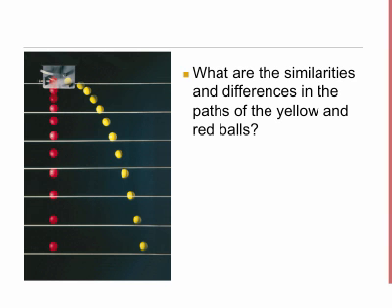Okay, so we're going to be talking about projectiles here, but first off, here's a little question for you. You see these two balls, a red ball and a yellow ball. Both of these balls are falling, but you notice they follow different paths. I want you to take a second, write down on a piece of paper what the similarities and differences are of the paths of the yellow and red balls. Go ahead and pause the video so you can write that down.